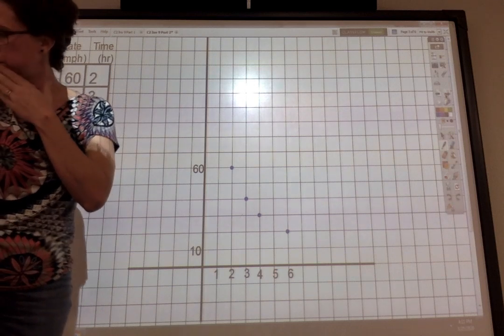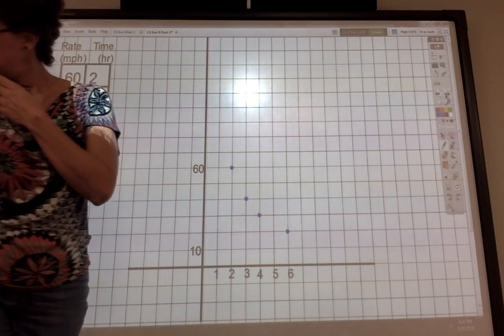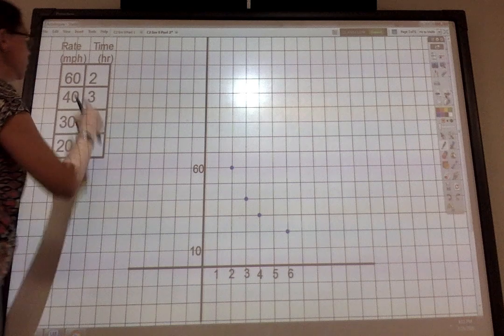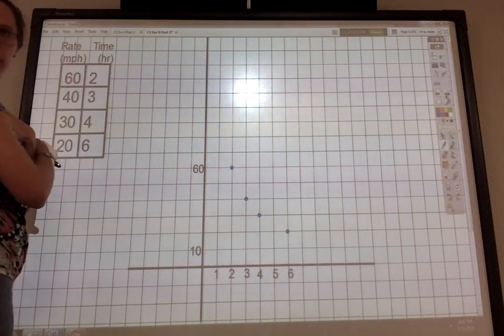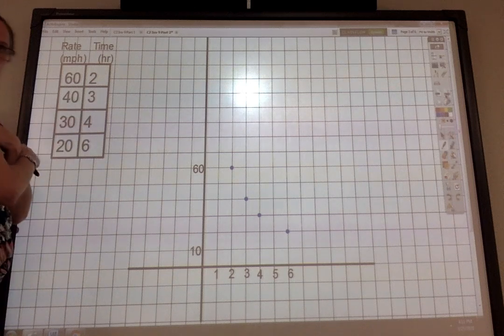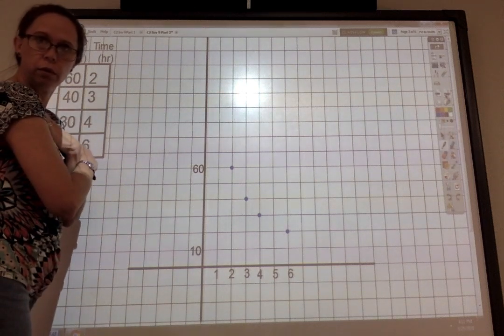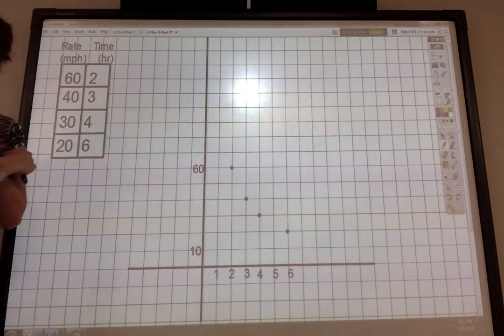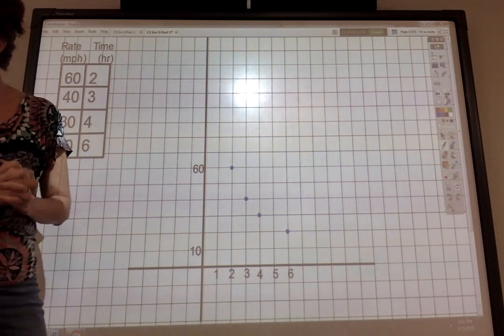Number 14, multiply each pair of numbers in the table, and what do we find out about the products? 60 times 2 is 120. 40 times 3 is 120. 30 times 4 is 120. 20 times 6 is 120. They're all equal.